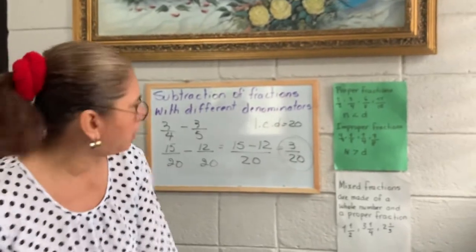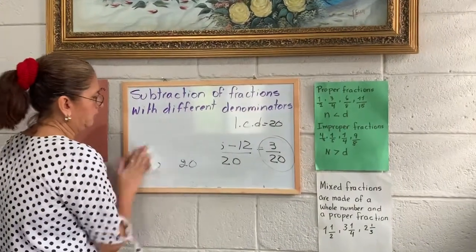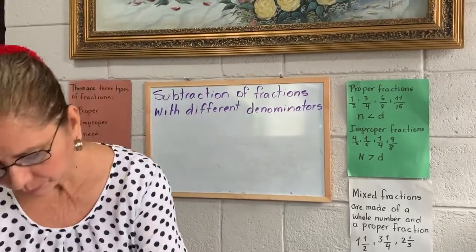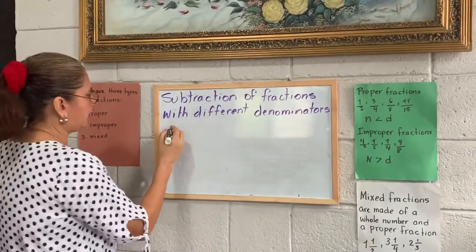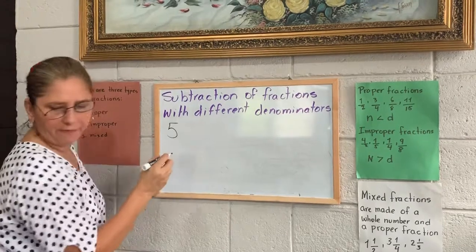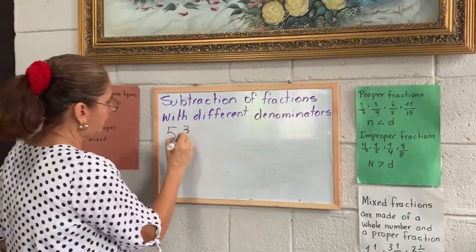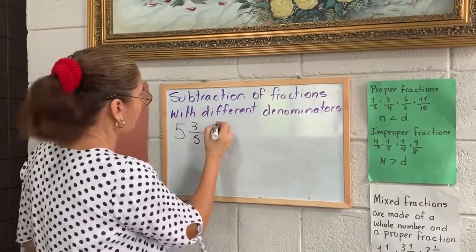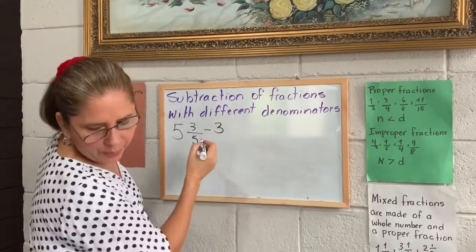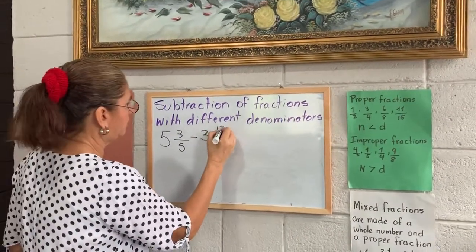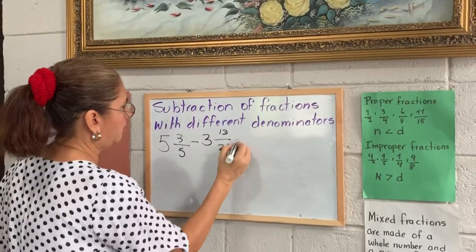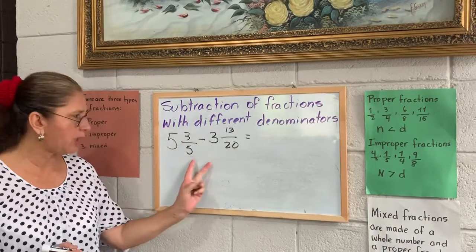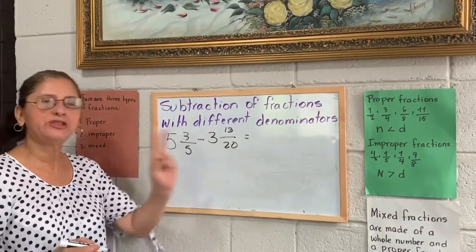Okay, I want you to look at the board. I'm going to resolve a subtraction: 5 and 3/5 minus 3 and 13/20. Look, these are mixed fractions. I'm going to subtract these two mixed fractions.